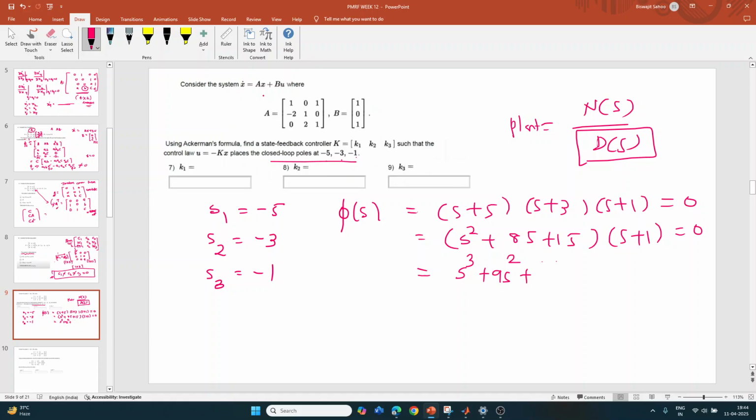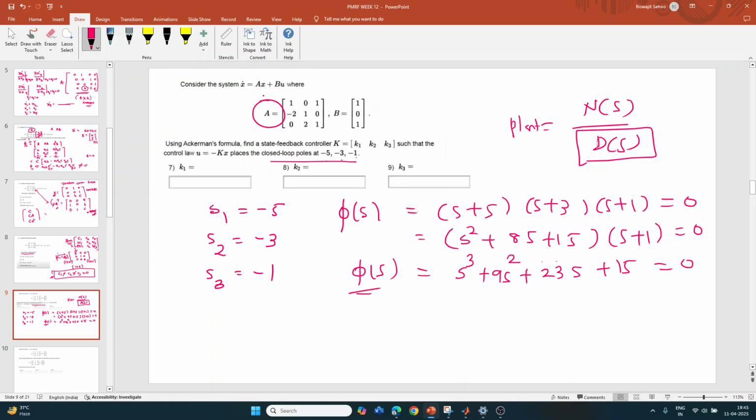15s plus 8s is 23s, plus 15, this is equal to 0. This is the 5s, this is the denominator part of your plant transfer function. Then what Ackermann is saying is that whatever function you get here, in place of s you replace by A.